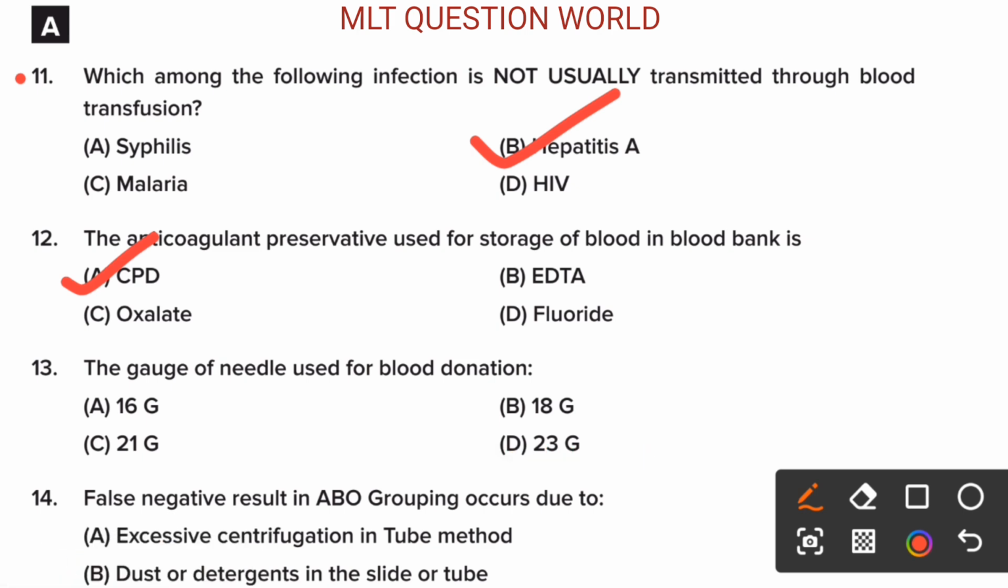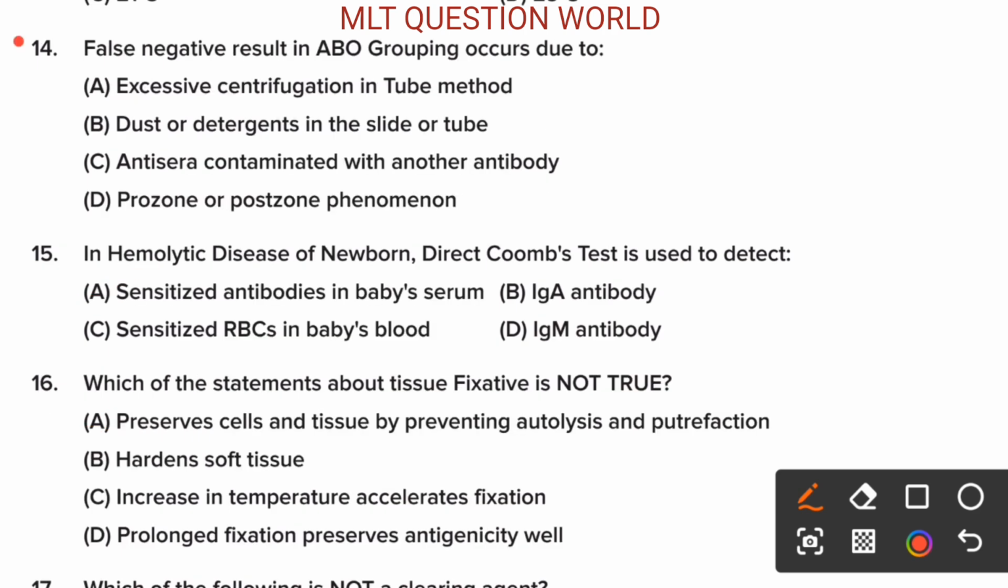Next one. The gauge of needle used for blood donation. The right answer is 16 gauge. Next question. False negative result in ABO grouping occurs due to excessive centrifugation in tube method, dust or detergents in slide or tube, antiserum contaminated with another antibody, prozone or postzone phenomenon. Which of the following will cause false negative result in ABO grouping? The right answer is prozone or postzone phenomenon. Antibody or antigen excess will cause false negative result in ABO grouping.